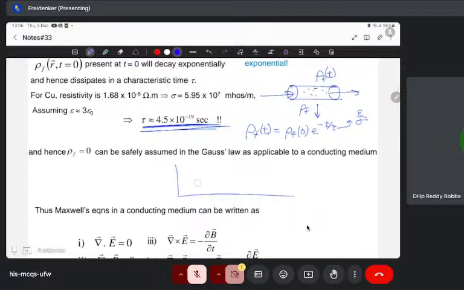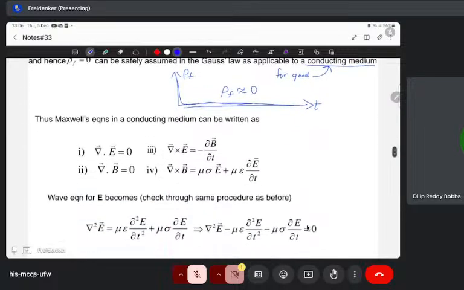If it's a good conductor, maybe it'll go down very fast. So you can say for most of the time it is almost zero for good conductors, or for a good conducting medium. So that would mean this will tend to zero. So we're writing divergence of E as zero. No monopoles. This is fine. This is also fine.